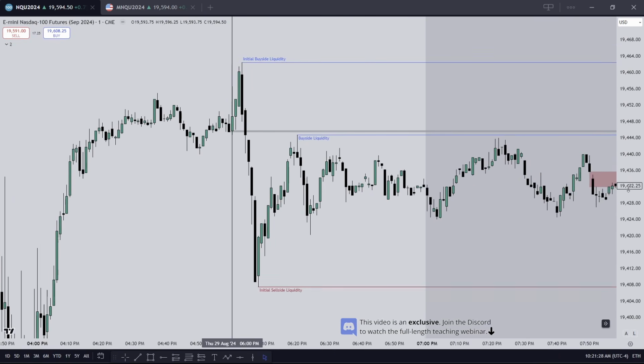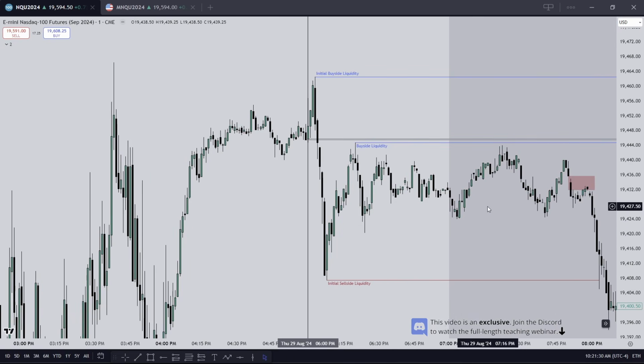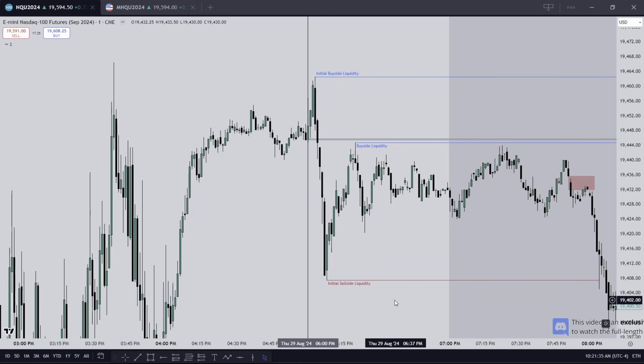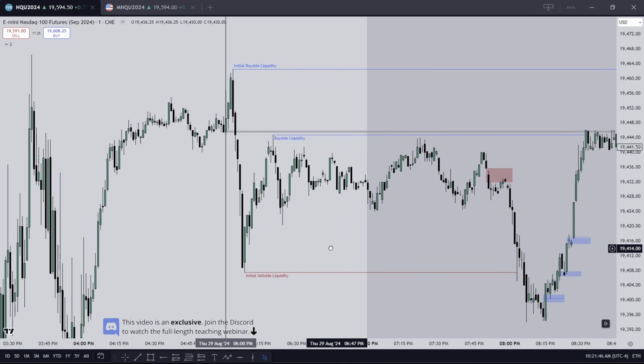Now, same rules. Where's your buy side and where's your sell side? That forms after 6 p.m. Okay, between 6 p.m. and 7 p.m., where's your buy side and sell side? I'm not looking at this high up here. I'm not looking at this high. That's the buy side I'm interested in. We also have a buy side up here. We have sell side down here.